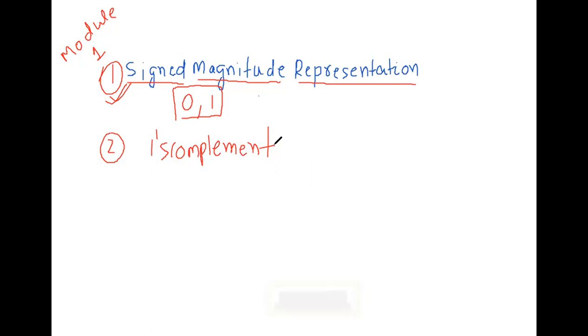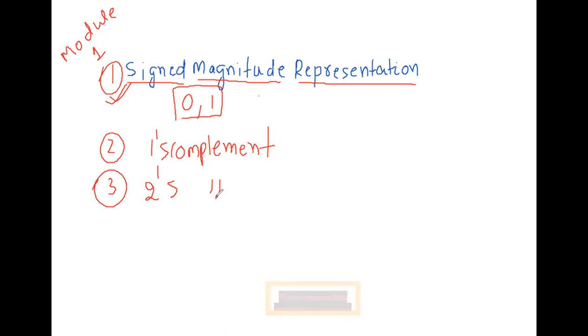So when the binary number system comes, it is related with ones complement and twos complement. By using these two types of complement, we can represent a negative number. How? The second representation is ones complement, and we have a third representation also. Representation means how to represent a negative number, a negative binary number. Another representation is twos complement, right? These are the three ways we can represent a negative number.